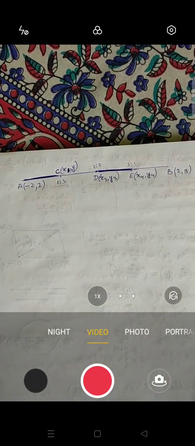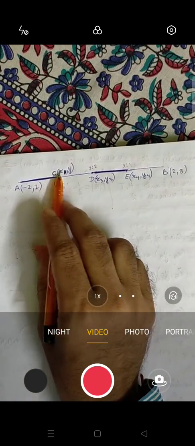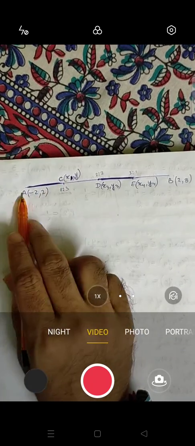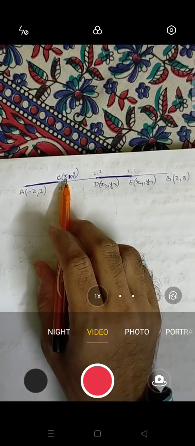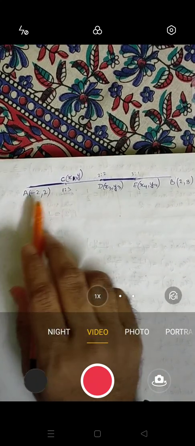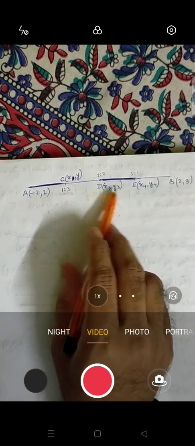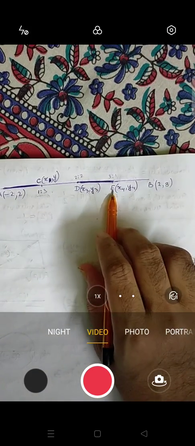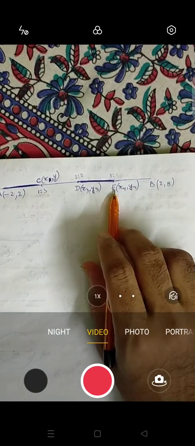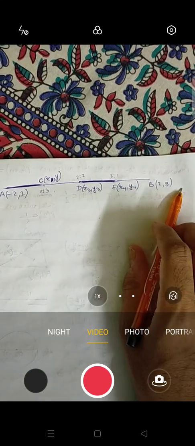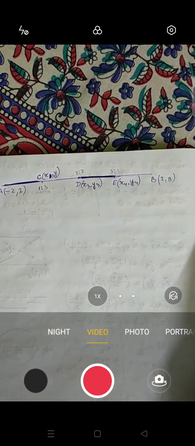Now I can also say that C is the midpoint of AD. So while finding the coordinate of C, you take the coordinates of A and D. You take this one as x1 y1, x2 y2. Understood? And same way, while finding the coordinate of E, you will take D and B as the coordinates, and E will be the midpoint.